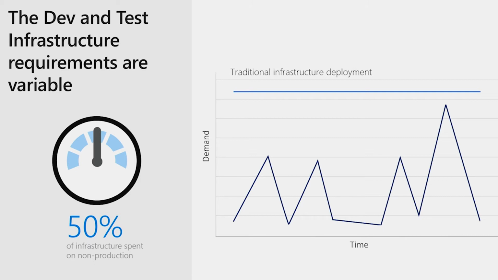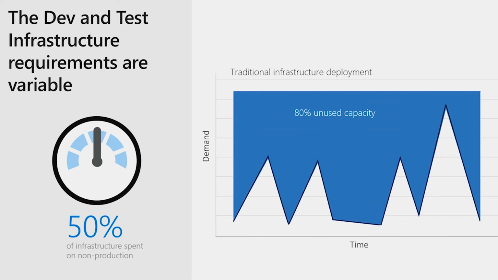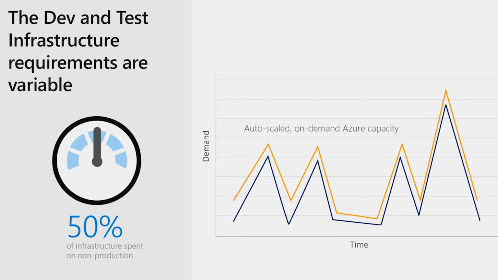There's a statistic that says that 50% of the spend in an organization is actually on non-production. And a lot of it is because you end up over-provisioning and wasting resources without somebody actually using them. It is this factor, so that's the 80% unused capacity in this graphic example. But with this variability factor, it gives us big reason that we need to think about Azure as our platform for dev and test environments. Because Azure is going to auto-scale, is going to only provision what you ask it to provision, and you only pay for what you use.